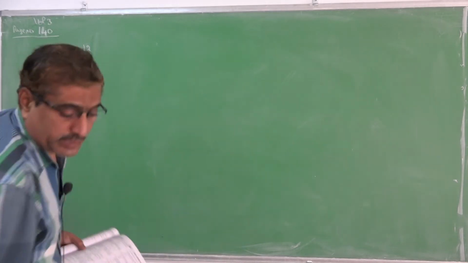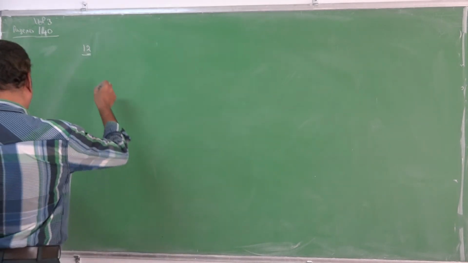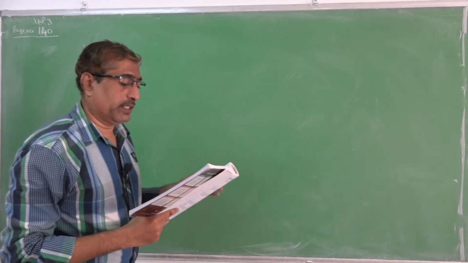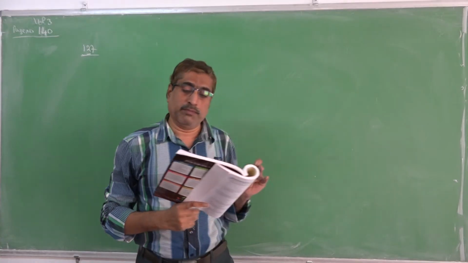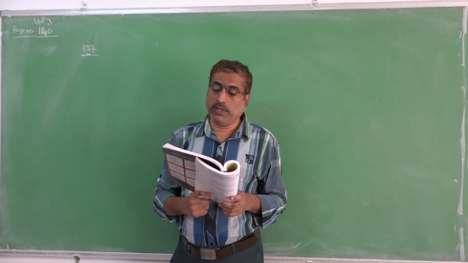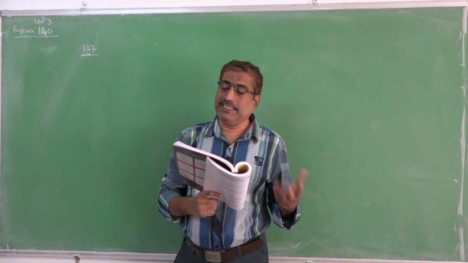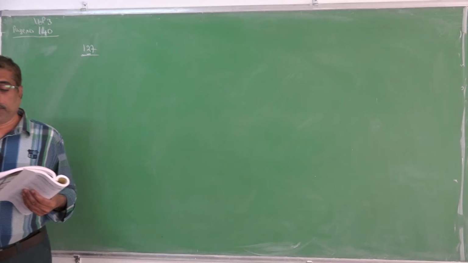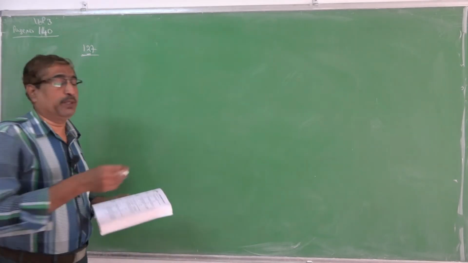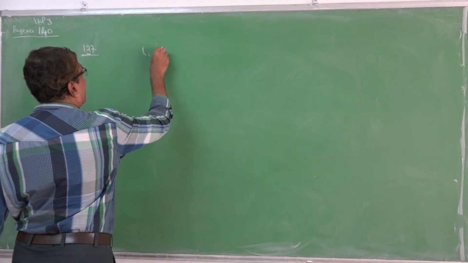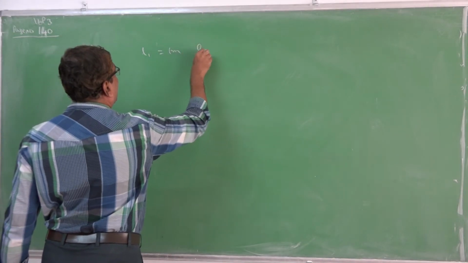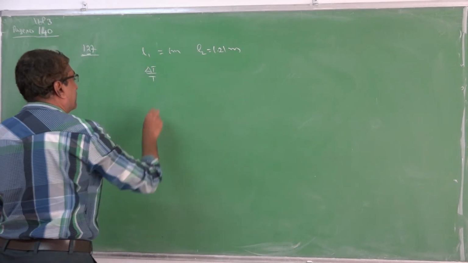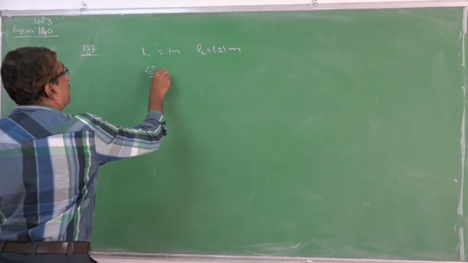Now 127. The length of the seconds pendulum changes from 1 meter to 1.21 meter. The percentage change in its period is, okay. The length of the pendulum changes from 1 meter to 1.21 meter. So L1 is equal to 1 meter, L2 is 1.21 meter. So you have to calculate delta T by T percentage, into 100.